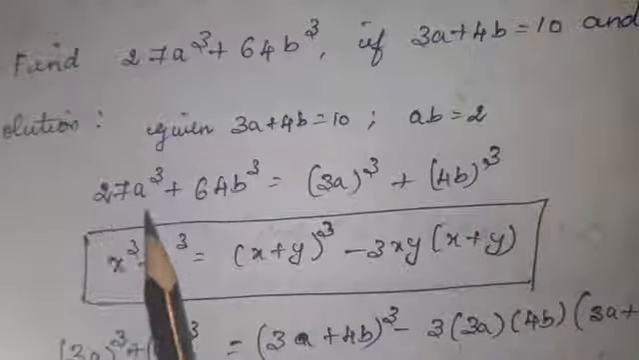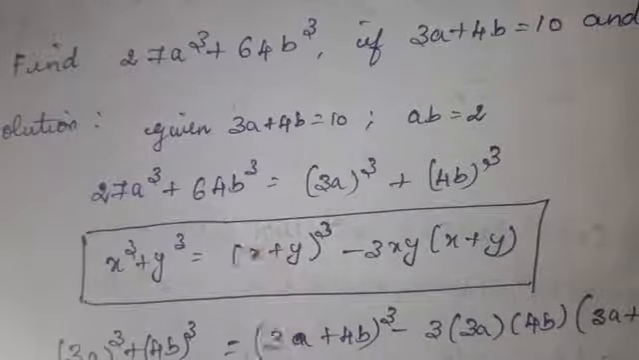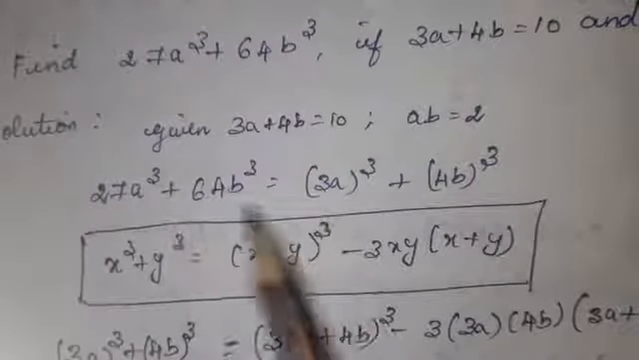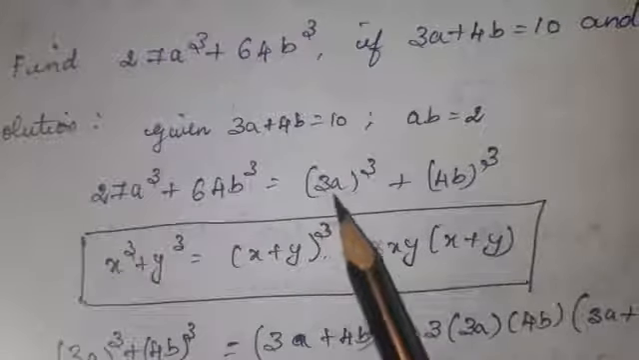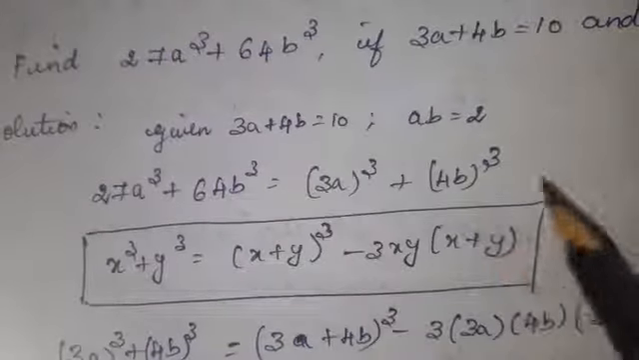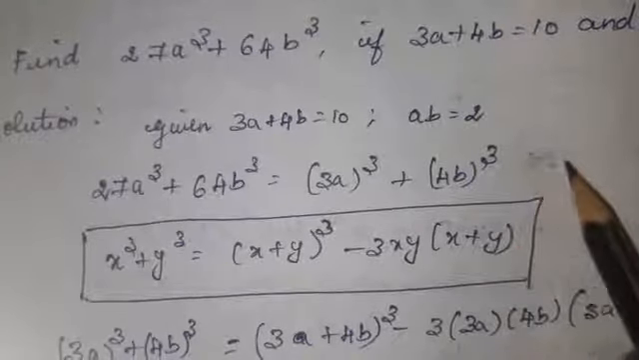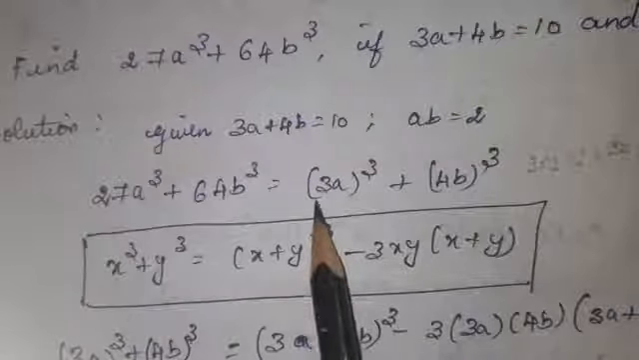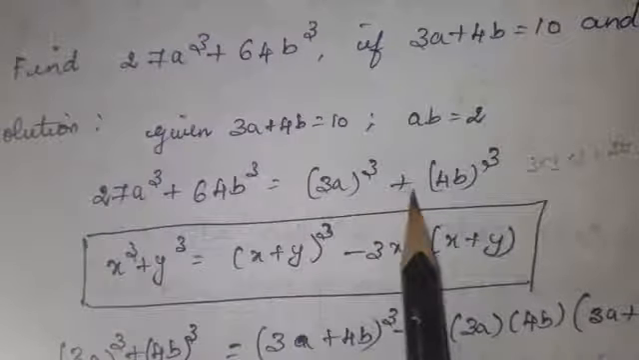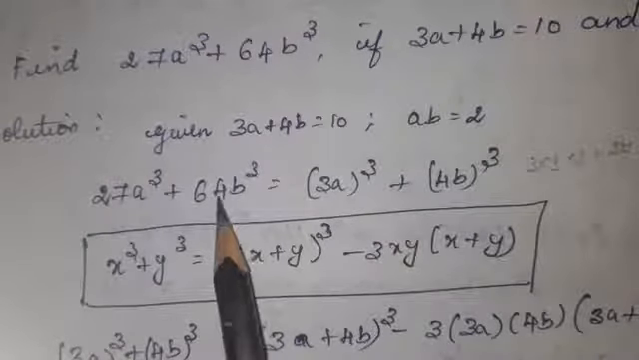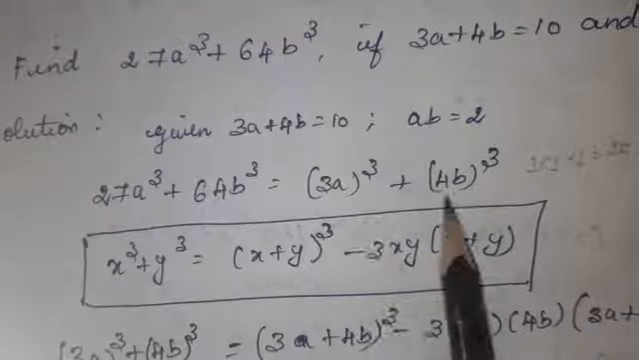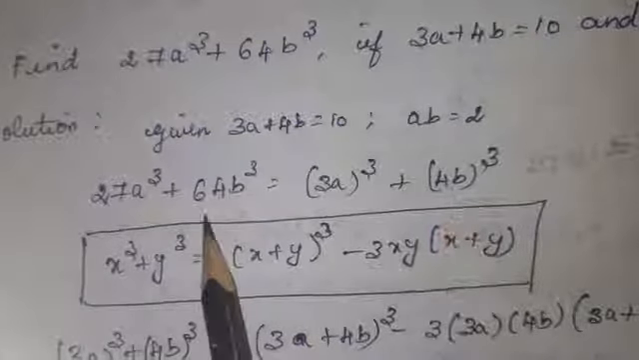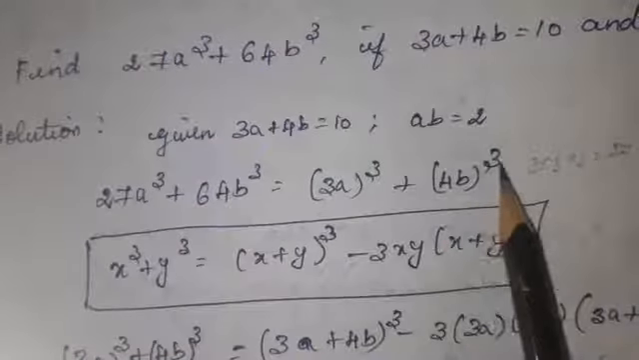Find 27a cube plus 64b cube. 27 and 64 are cube numbers, so this can be written as 3a the whole cube. When you multiply 3 into 3 into 3, you will get 27. So instead of 27a cube, it is 3a the whole cube, plus likewise 64 is also a cube number. So that can be written as 4b the whole cube, since 4 into 4 into 4 is 64, with b cube raised to power 3.